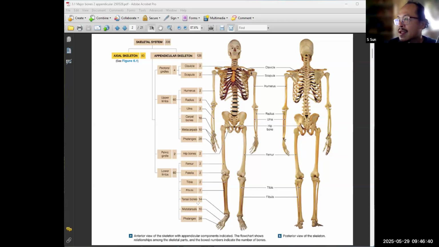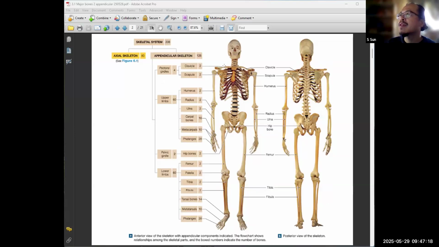Our foot bones have the tarsals, metatarsals, and the phalanges. Phalanges are basically any finger or toe bones, so any finger bones are phalanges, whether in the hand or foot. So that's it, very simple. You've got everything already. We will look at each one of these, and it should be very easy.